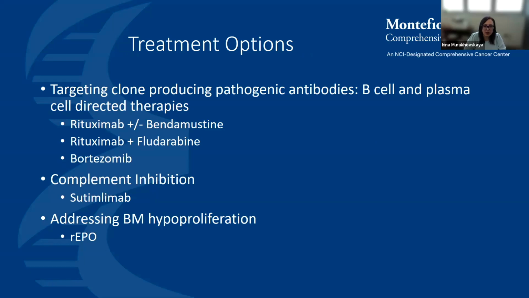So what are the therapeutic options for cold agglutinin disease? The treatment options include targeting the clone producing pathogenic antibodies, which are typically B cells and possibly plasma cells, with directed therapies. These include rituximab with or without bendamustine, rituximab-fludarabine or bortezomib, complement inhibition with sutimlimab, or addressing bone marrow hyperproliferation, which can be seen in a significant number of people, with recombinant erythropoietin. We'll go through these treatment options one by one.